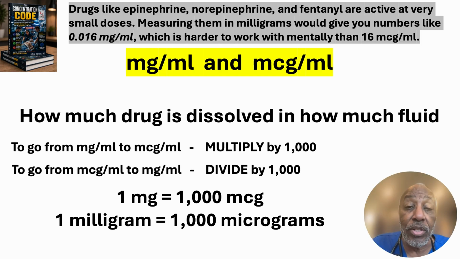Converting between the two is straightforward once you know the relationship. To go from milligrams to micrograms, you just multiply by 1,000. To go from micrograms to milligrams, you divide by 1,000. That's it. In another video in this series, I'll show you how to mentally calculate and convert these units fast and with ease.